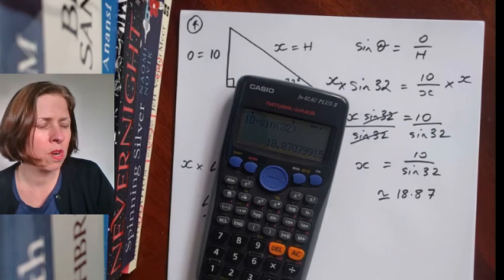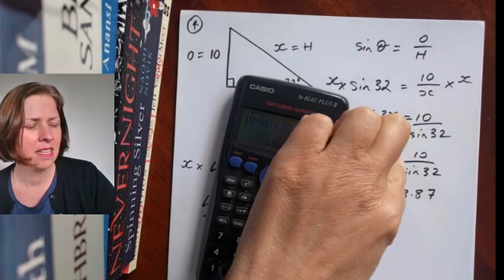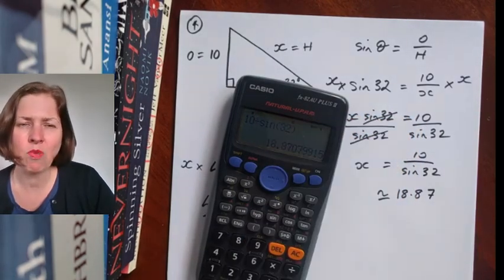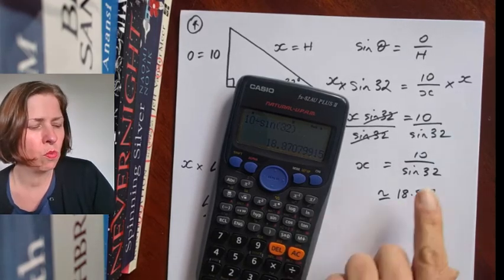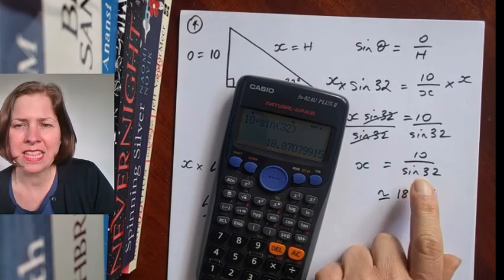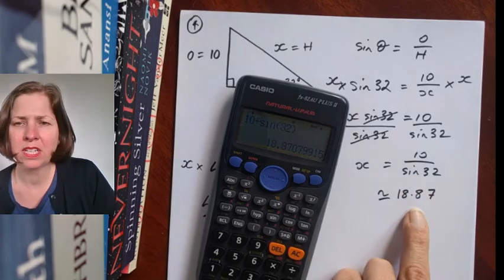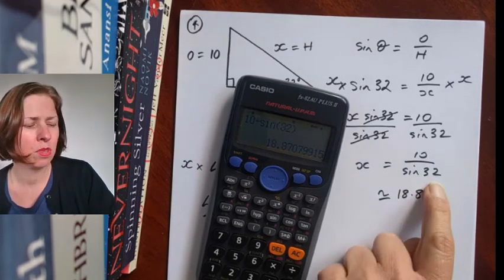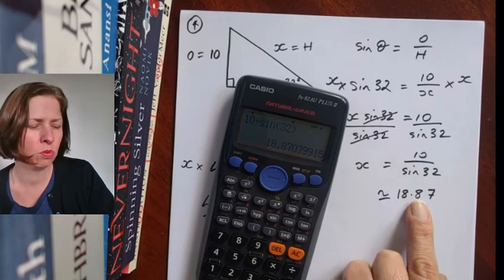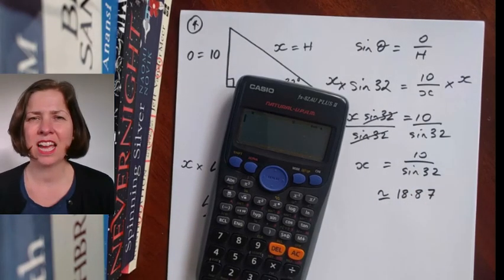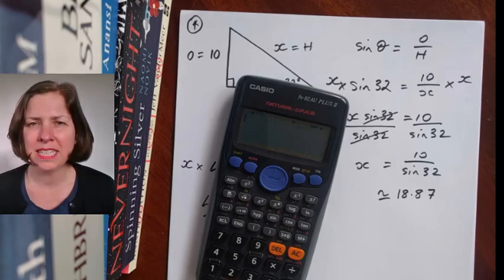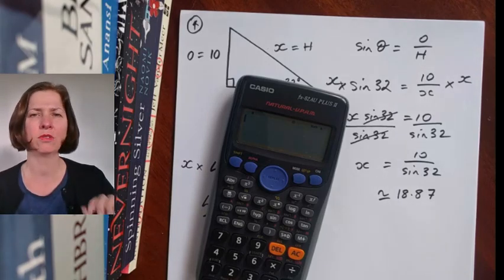Also notice that what I'm not doing is calculating sine 32 separately and writing that down and then doing my division. I don't want to be rounding off at this step. I don't want to round until I'm finished. So I put this whole thing into my calculator all together and round my answer. All right, that is how we find the length of a missing side on a right-angled triangle using trigonometry.